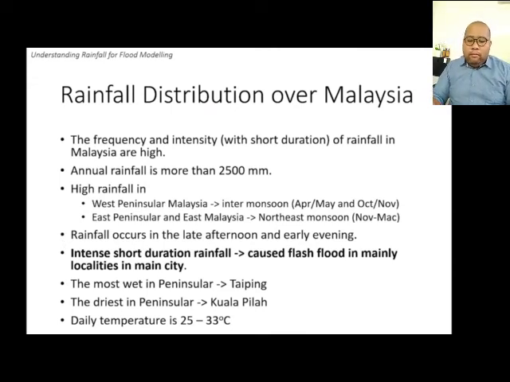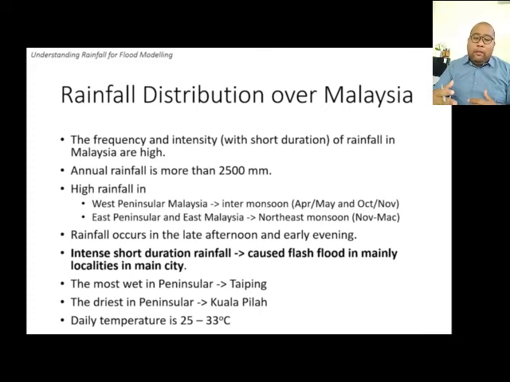We go to the rainfall distribution over Malaysia. Okay, baru kita nak masuk apa itu rainfall, macam mana you nak dapatkan, nak estimate the rainfall intensity. Okay, so in Malaysia, the characteristic of the rainfall actually is high in terms of the frequency and the intensity, but short durations. Okay, that's mean kalau hujan, okay, hujan dekat Malaysia biasanya singkat, tapi dia banyak dan intensity yang tinggi. So that's the characteristic of the rainfall in Malaysia.